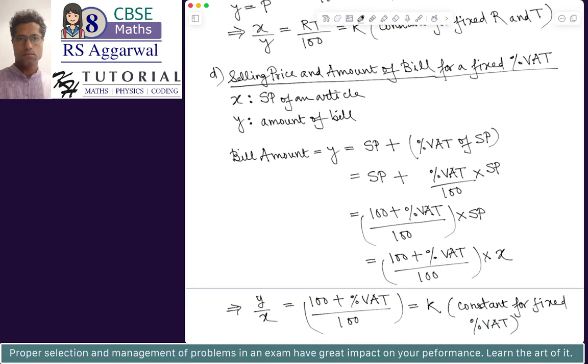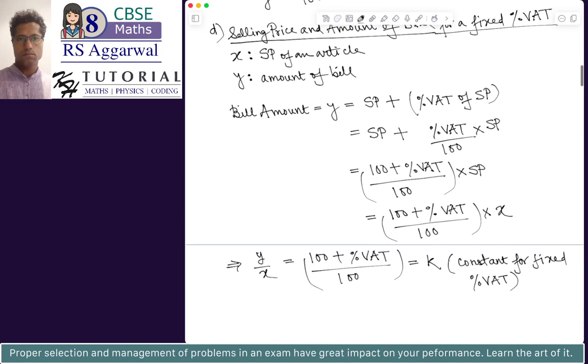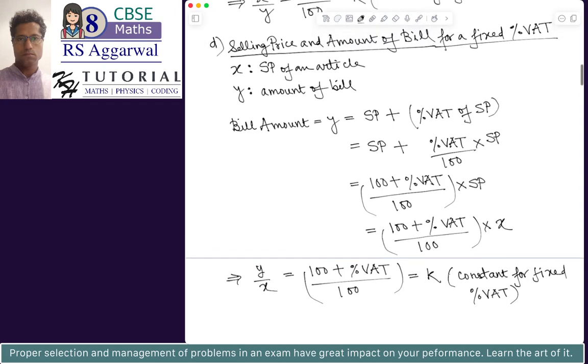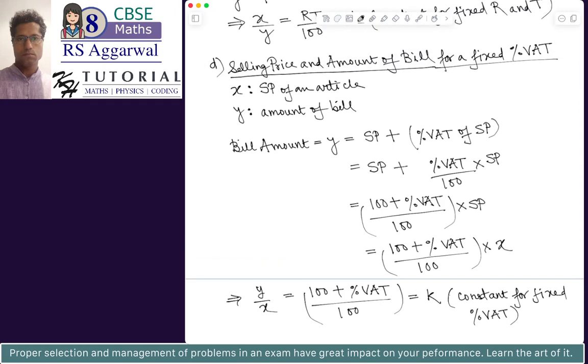Now what is SP? The quantity X is representing the selling price of the article. So we have Y is equal to 100 plus percentage VAT by 100 multiplied by X, and hence we get Y by X is equal to 100 plus percentage VAT divided by 100, which is a constant since the percentage VAT is a constant, it is fixed for a particular article. So if the cost, that is the selling price of an article, is more, that is if X is more, then definitely the amount of bill Y will also be more.